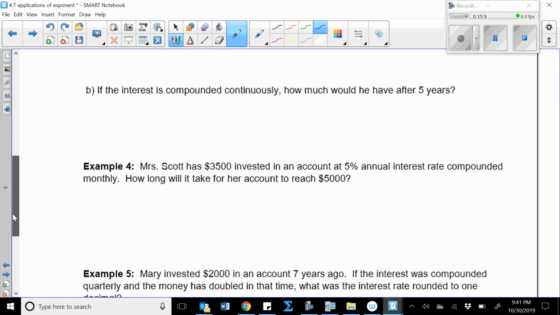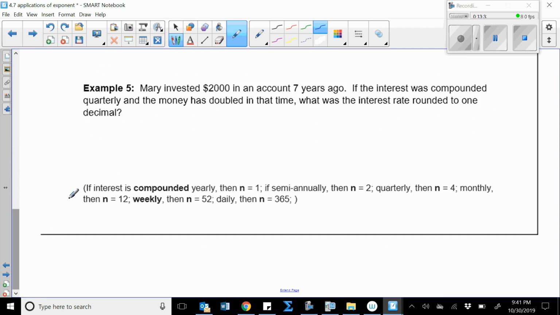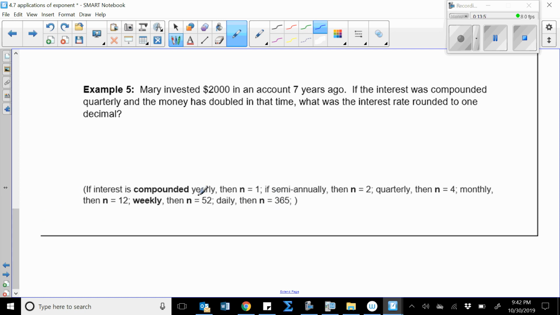At the bottom of the page, I have written some keywords about the N. If your money is compounded yearly, N is 1. If it's semi-annually, N is 2. If it's quarterly, N is 4. Monthly, N is 12, because we have 12 months in a year. Weekly is 52. And if it's daily, it's 365. So based on the keyword that is given in your word problem, you can decide the value of N.